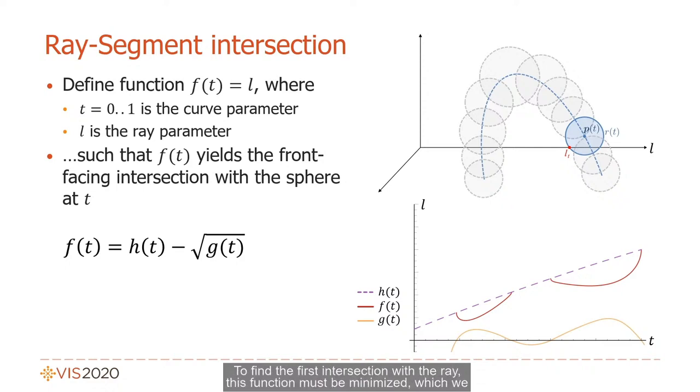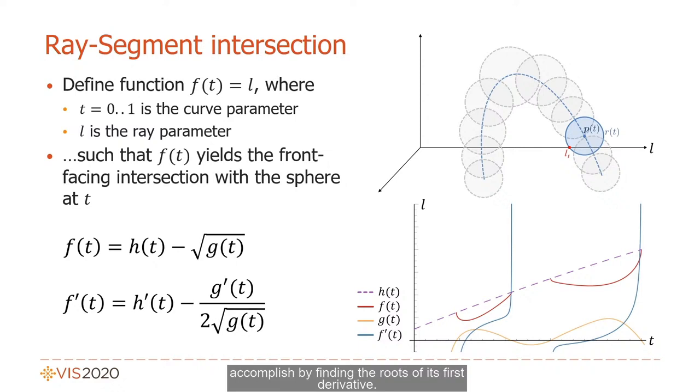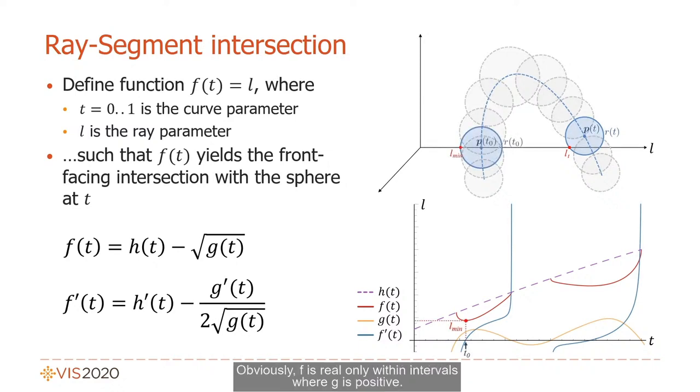To find the first intersection with the ray, this function must be minimized, which we accomplish by finding the roots of its first derivative. Obviously, f is real only within intervals where g is positive, so the roots of g need to be found first. Efficient real-root isolation is a non-trivial problem, but since we are dealing with polynomials of generally low degree and functions composed of them, we can use a fairly simple and straightforward algorithm.